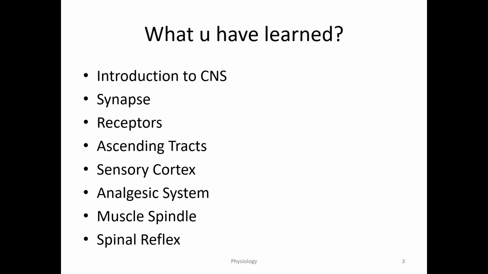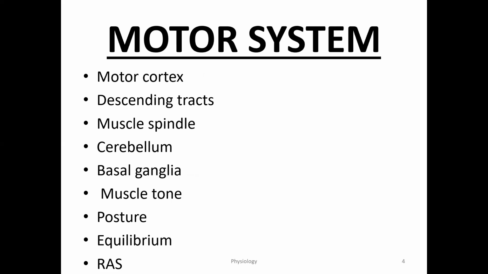Okay, so let us start today with one of the components of the motor system, the central nervous system, that is called motor system. What we are going to learn in the motor system are the motor cortex, descending tracts, muscle spindle, cerebellum, basal ganglia, muscle tone, posture, equilibrium, and reticular activating system. So today we are going to start with the motor cortex.